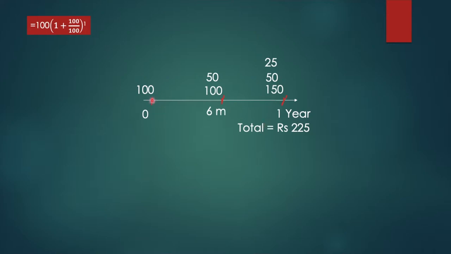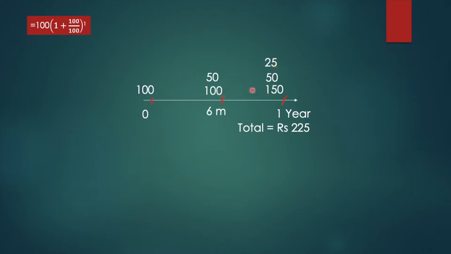So what will happen? Now you have deposited 100 rupees. After 6 months, in the first time interval, you will get back the 100 rupees plus the interest, the 50 rupees. So what will be your amount? Your amount will now be 150 rupees in 6 months. Now in the next 6 months, 150 rupees plus the 50% of 150. It is 50 plus 25, that is 75.